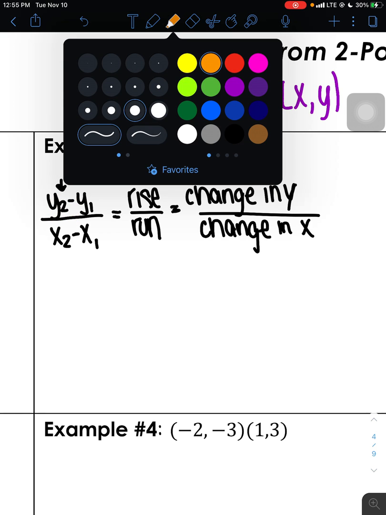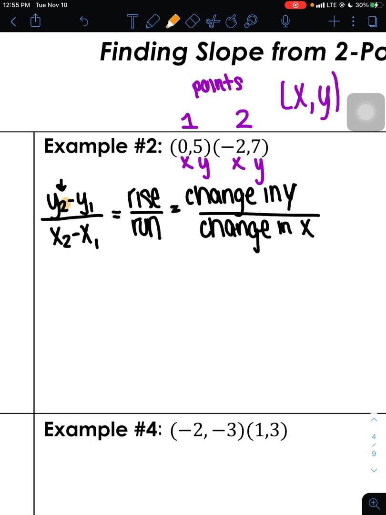Ooh, I didn't know it was going to be that big. I have to look at the second point, so that's going to be here. Then I have to look at the y term, so that's going to be 7. So I'm going to plug that in, and then I'm going to look at the first term, which is going to be this one, and I'm going to look at the y, that's going to be 5.